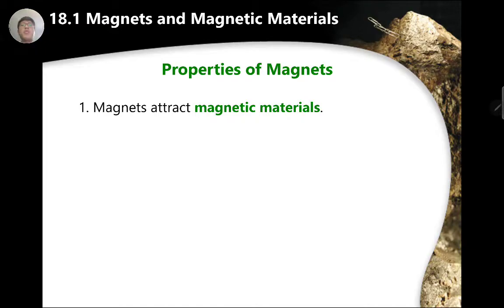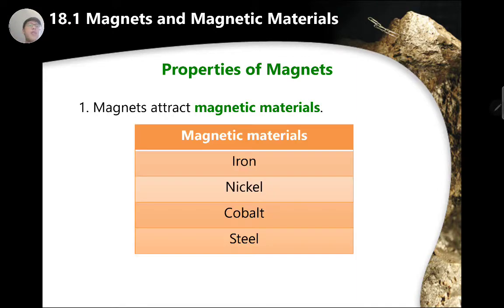There are a total of 4 properties. So, magnets attract magnetic materials. What are magnetic materials? Maybe some of you might say metals, but that is wrong. Not all metals are magnetic materials. An example of a metal that's not a magnetic material is copper. If you put a magnet to copper, nothing will happen, right? So the 4 magnetic materials are iron, nickel, cobalt, and steel.